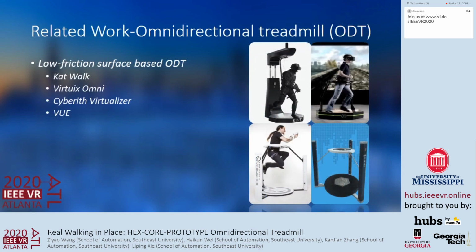In the omnidirectional treadmill field, there are several design schemes. As shown in the red pictures, a lot of commercial products, such as the KatWalk, the Virtuix Omni, Starbreeze Virtualizer, or Vue, are the low-friction surface-based ODTs. They have the same basic principles. The users stand on a low-friction surface, and their waists are tied to the machine. More precisely, users are sliding on the surface.